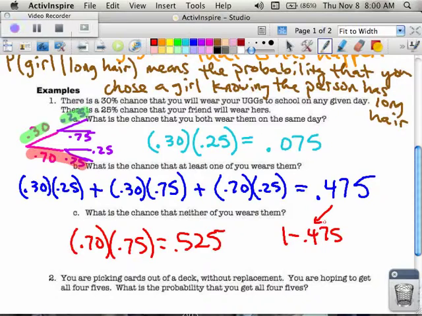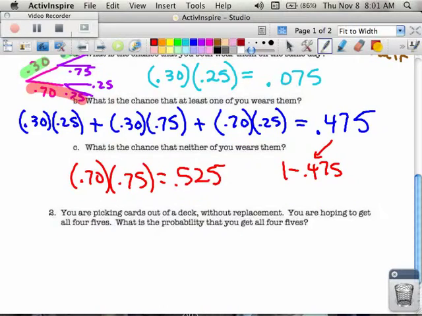Both are good. Okay, so in this last example on this slide, you're picking cards out of a deck. We were talking about that earlier with Yannick and Caroline. And without replacement. The phrase without replacement means once you take something out, it stays out. You're hoping to get all 4 5s. And so what's the likelihood that that's going to occur?